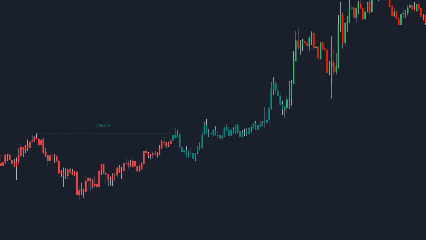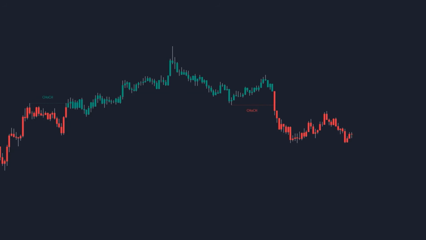This automatically turns all candle colors bullish or bearish, depending on the recent CHoCH or CHoCH plus. That means you can instantly see the trend without checking for market structures.